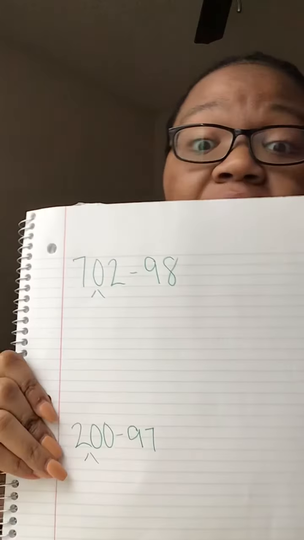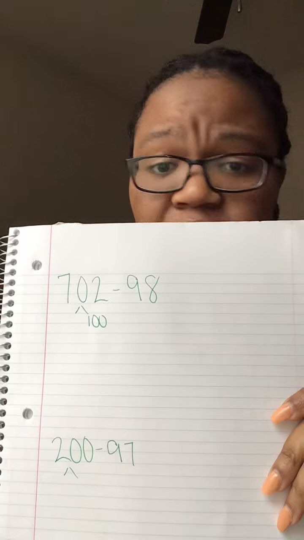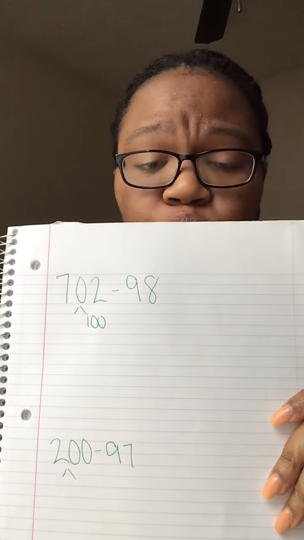702 minus 98. So guess what? We're just going to break that 702 apart. You know what we need, that 100. So we write down that 100 right here, just like this. And we're just subtracting 702 minus 100.